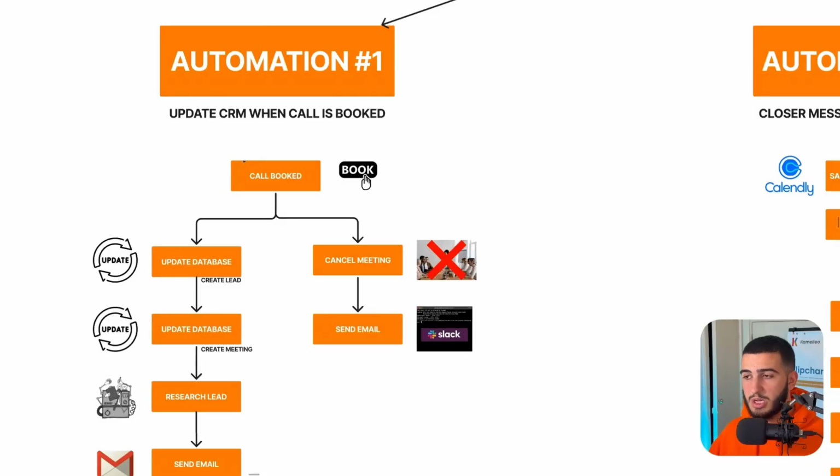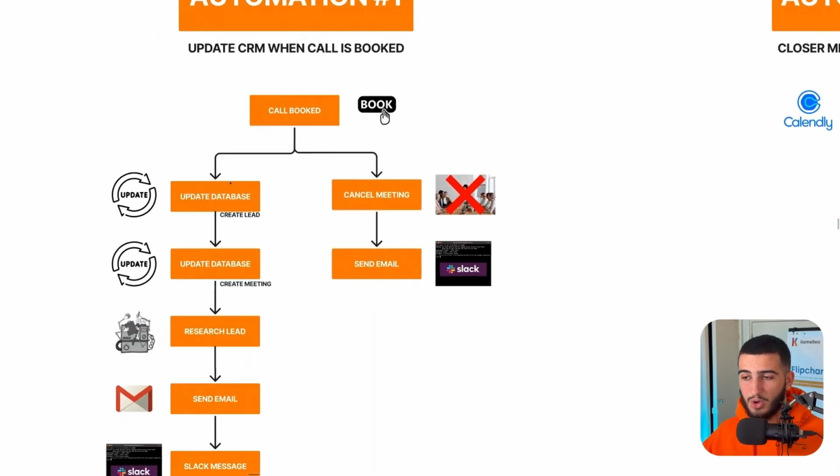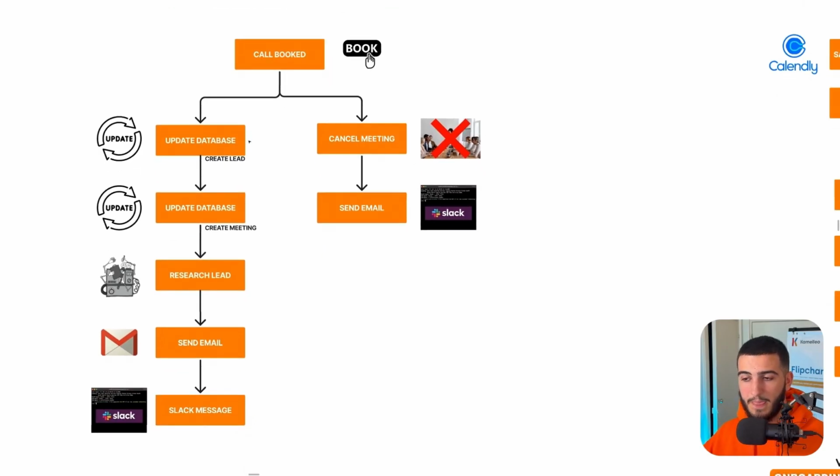So this automation is basically going to trigger whenever a call is booked on Calendly or any sort of booking software you're actually using. Then if they're qualified, we're going to update the database by creating a lead firstly, and then also creating a sales call. We're also going to research the lead, send an email to them to warm up, and also send a Slack message to our closers just to keep them updated and let them know that the new call has been booked. If they're unqualified, we're going to cancel that meeting and also send them an email, letting them know why the meeting was cancelled.